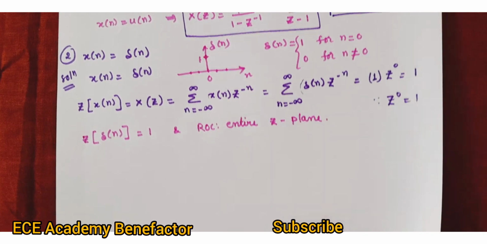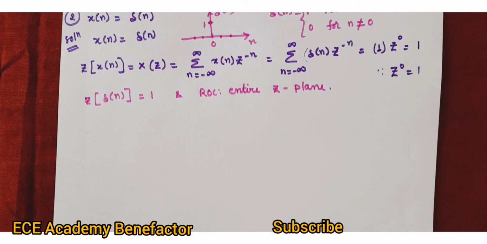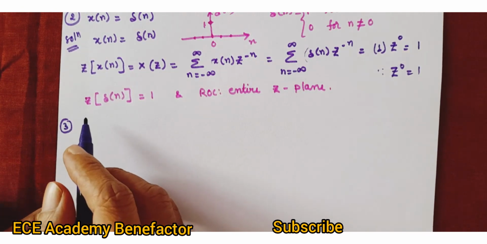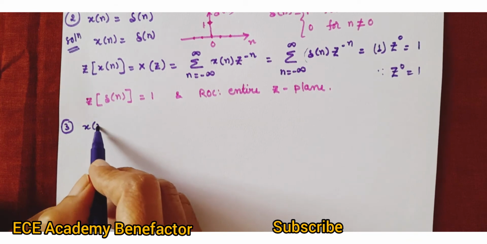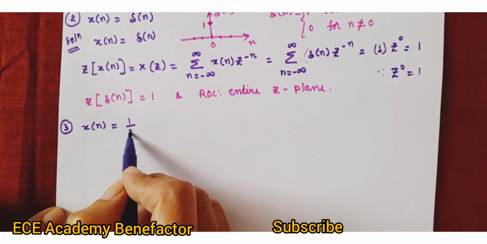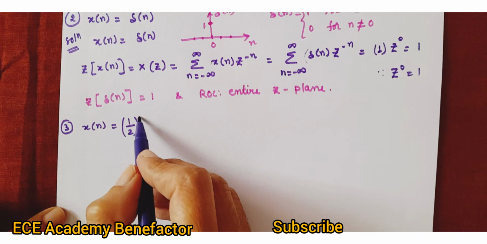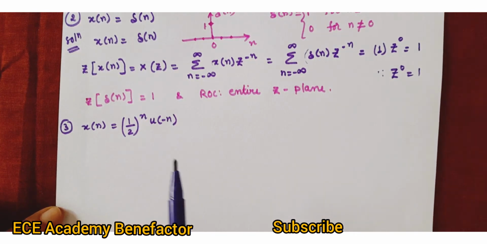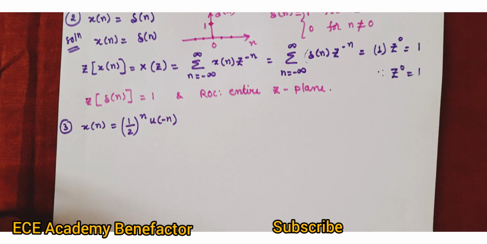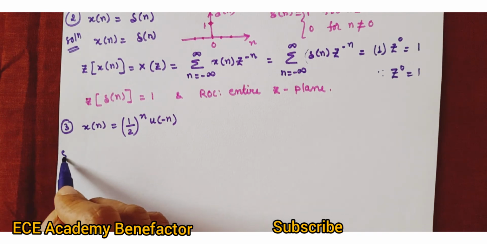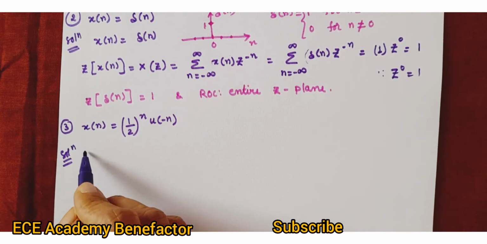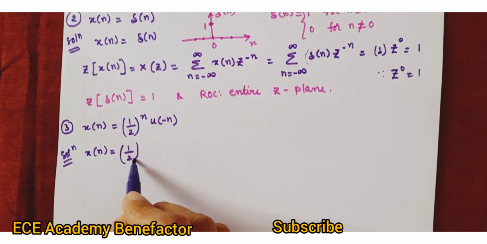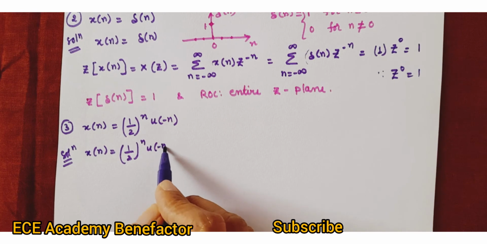Okay. Let us see the third problem. If x of n is equal to 1 by 2 to the power of n u of minus n. So, first draw the waveform. I have to find the Z transform of this x of n. x of n is equal to 1 by 2 to the power of n u of minus n.